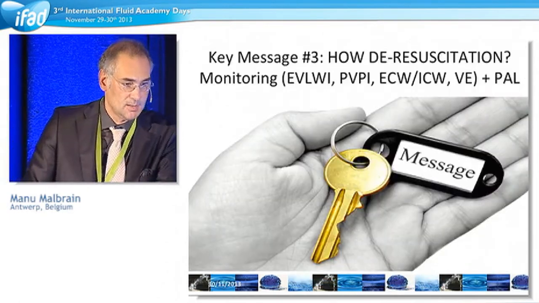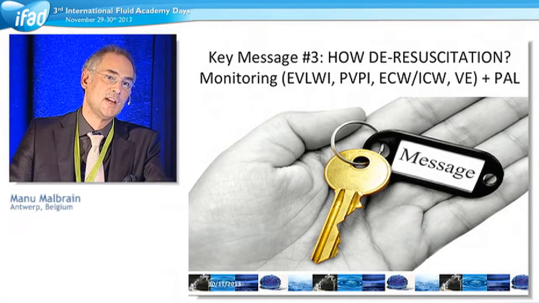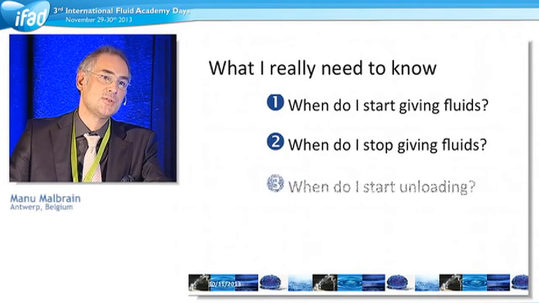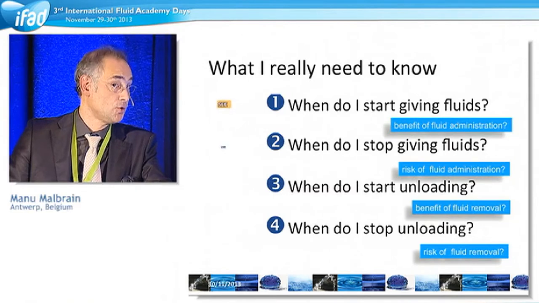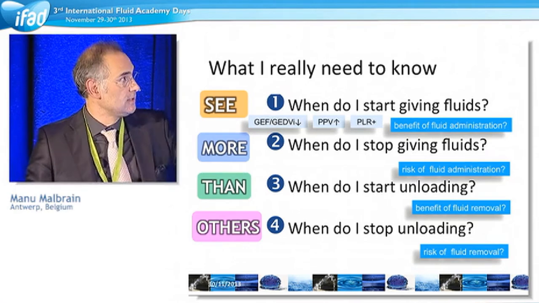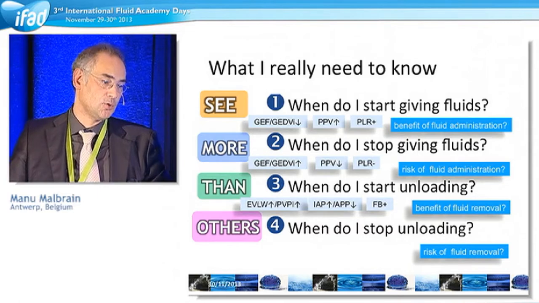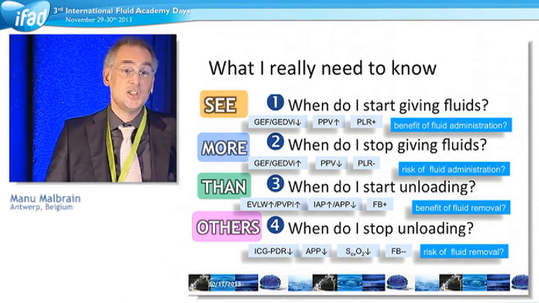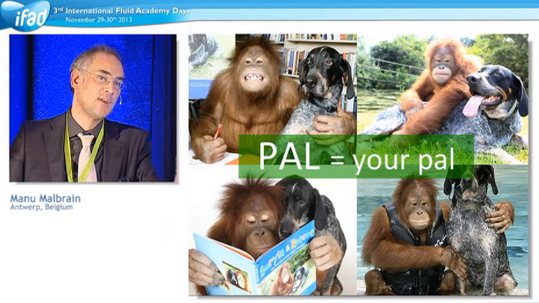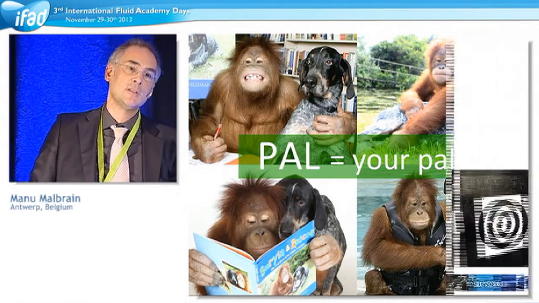I'm getting over my time, so let's conclude with the last key message: how should you do it? I think that extravascular lung water may be the key. Getting back to my 4 questions: when to start, when to stop, when to start unloading and when to stop, I think we need more information, and it's dynamic. Initially, we need hemodynamic parameters. Then we may look at organ function with extravascular lung water, and we must stop deresuscitation if there are issues with the microcirculation or with perfusion or increasing lactate. I believe that extravascular lung water may be the key to deresuscitate, and PAL treatment can be your pal.